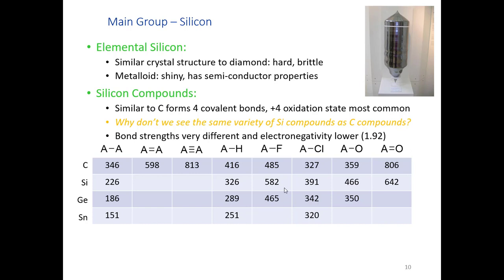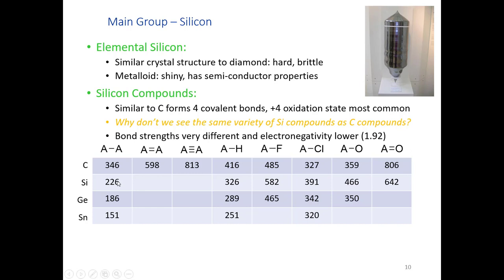If you look at the silicon-hydrogen and carbon-hydrogen bond strengths, you can see that the carbon-hydrogen bonds are significantly stronger and are more stable than either the C-O or C-chlorine bonds. Silicon-hydrogen bonds, on the other hand, are significantly weaker than the silicon-oxygen and silicon-chlorine bonds. We will see in a couple of slides how this influences reactivity.